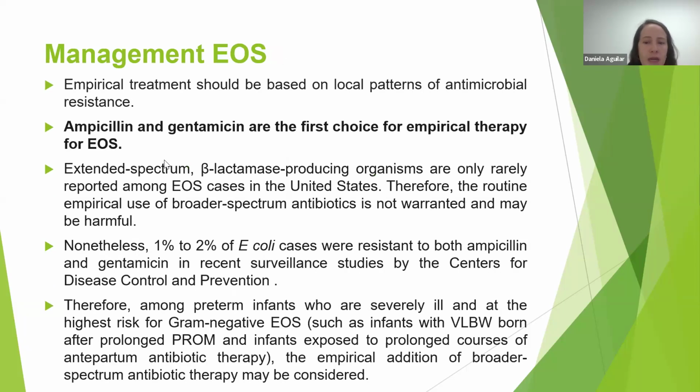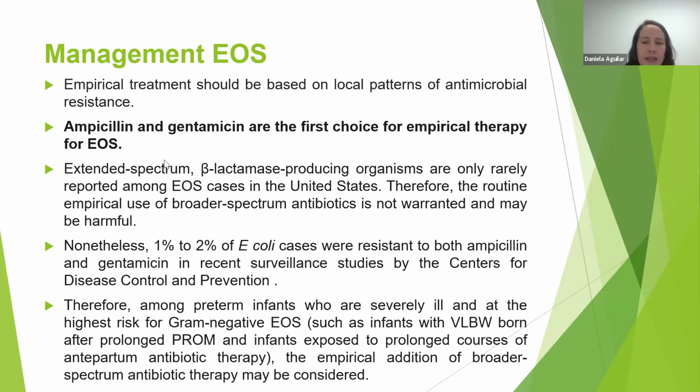Empirical treatment should be based on local patterns of antimicrobial resistance. Ampicillin and gentamicin are the first choice for empirical therapy for early onset sepsis. This combination will be effective against GBS, most other streptococcus and enterococcal species, and Listeria.